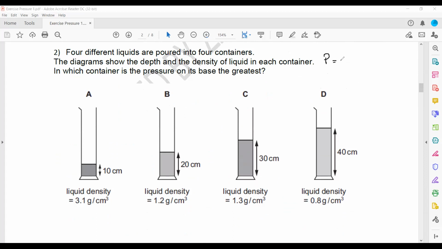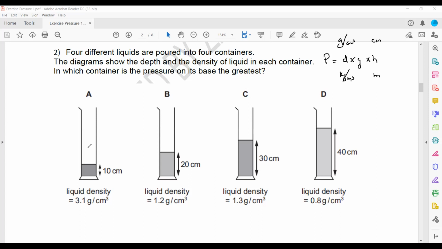The pressure exerted by the liquid is the density of the liquid multiplied by gravity multiplied by height. If density is in gram per centimeter cube, the depth will be in centimeter. But if density is in kilogram per meter cube, the depth will be in meter. Gravity is always fixed. The gravity is 10.